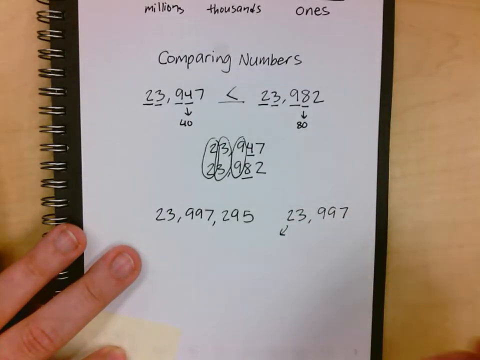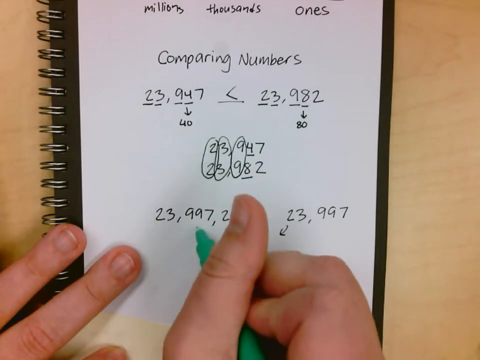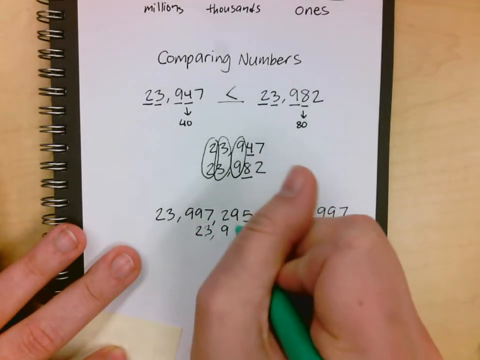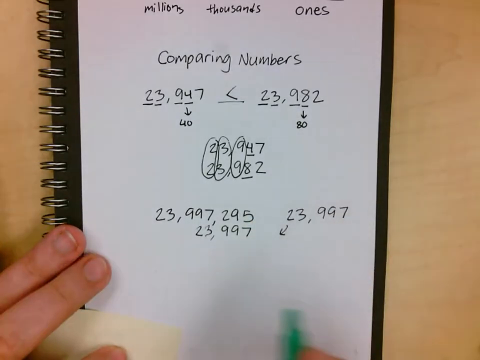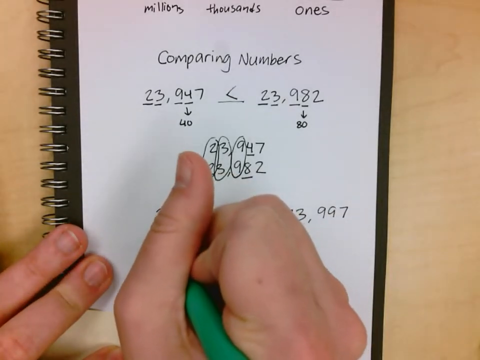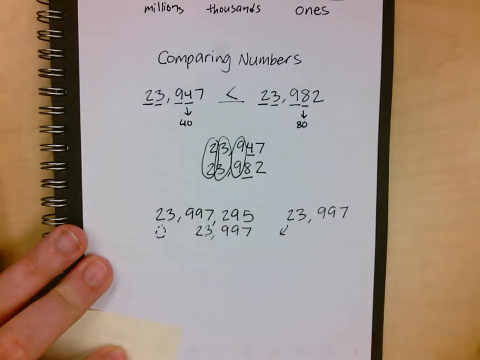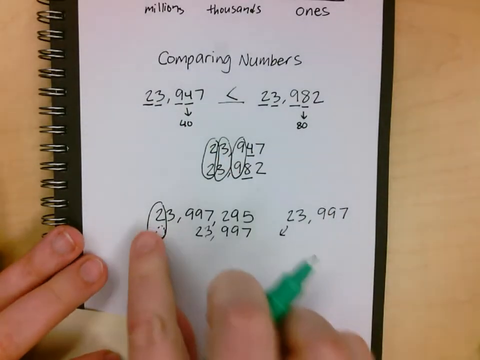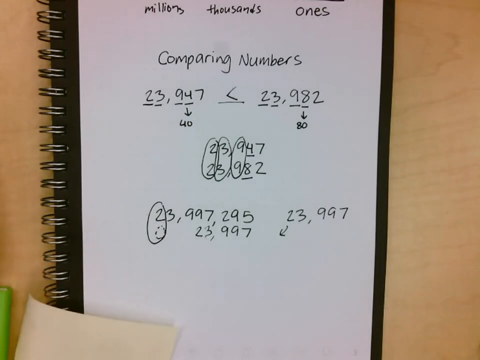So this is when I find that stacking is helpful, making sure that my 10,000s are lined up, my thousands are lined up, and then the rest of my numbers fall into place. And I can easily see that this number doesn't have 10 millions, so when comparing, the 23 million number is greater than the other.